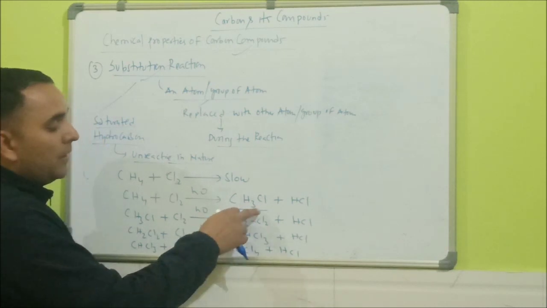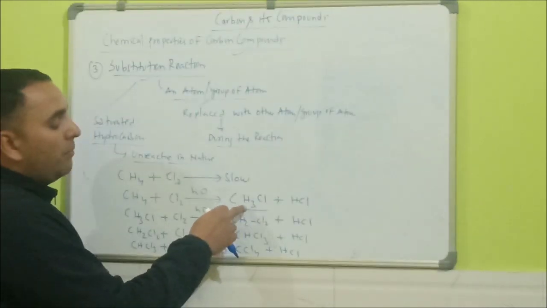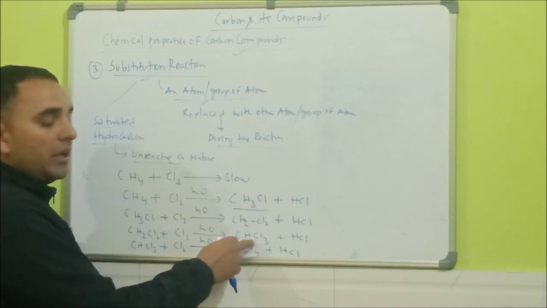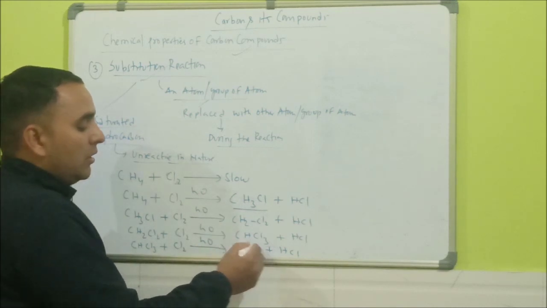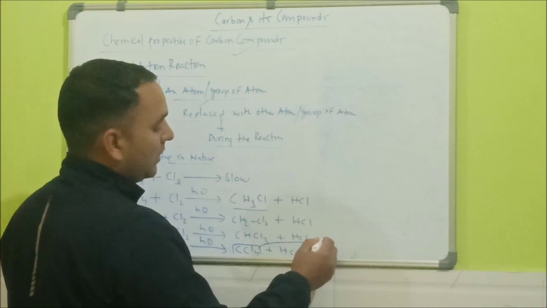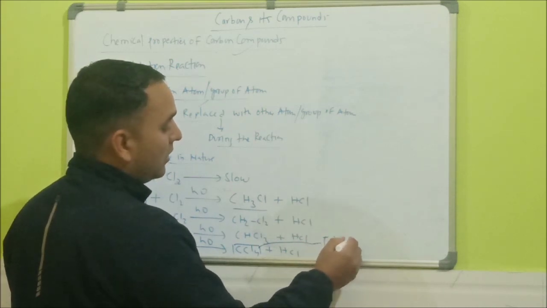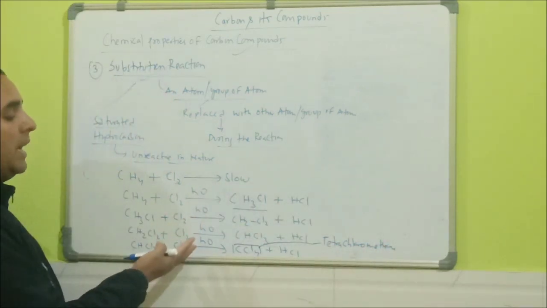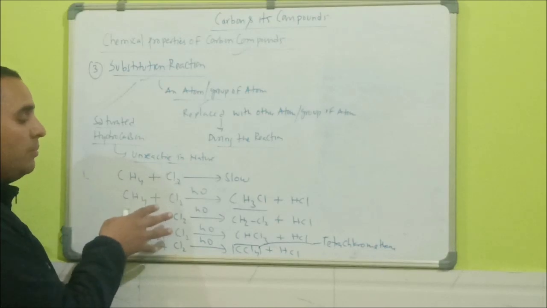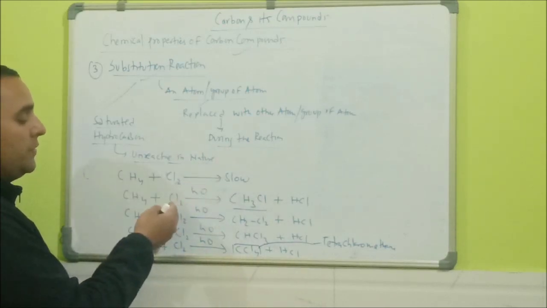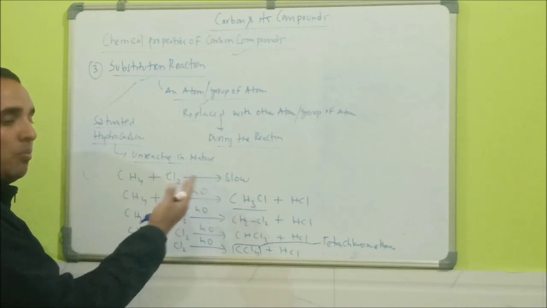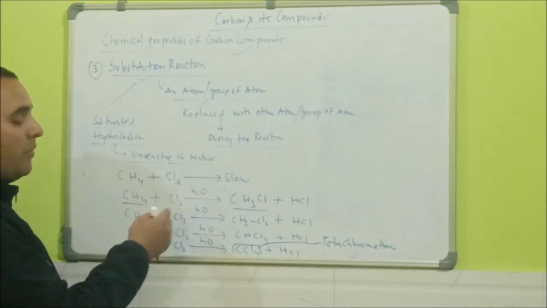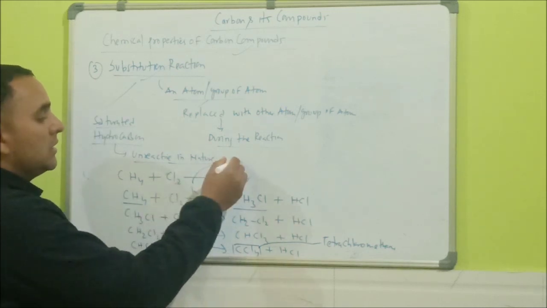So this one is monochloro or chloromethane, this one is dichloromethane, this one is trichloromethane, and this one is your tetrachloromethane. So this is how your substitution reaction is happening. With the help of the example, we see how a specific type of molecule, that is an atom or group of atoms, is replacing the hydrogen atom from the carbon compound, and this type of reaction is taking place in the presence of sunlight.